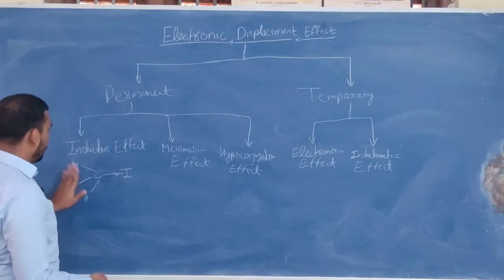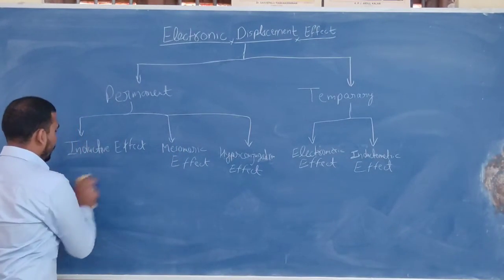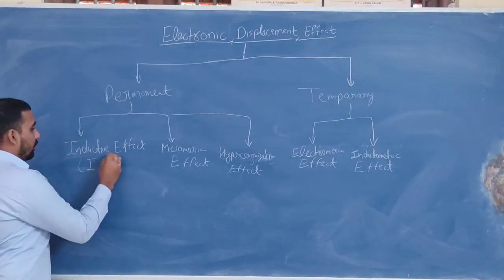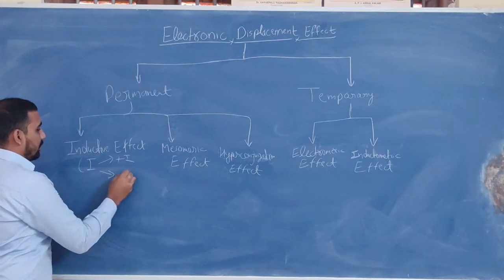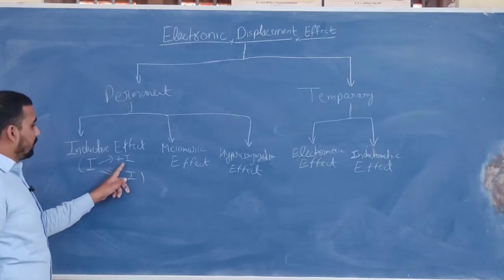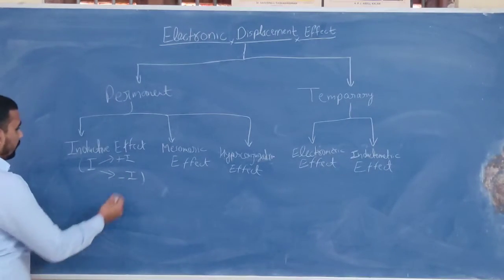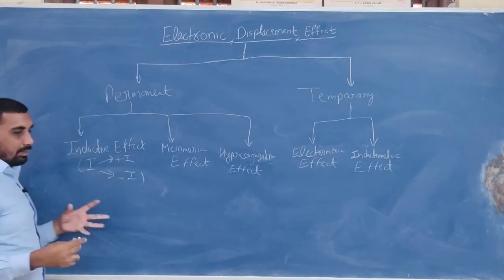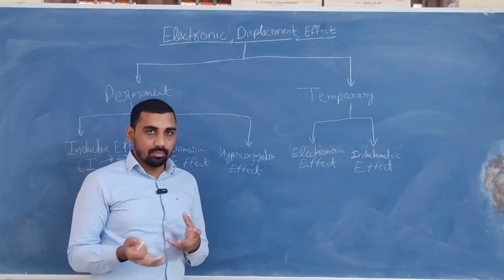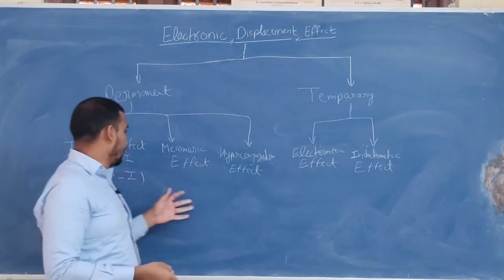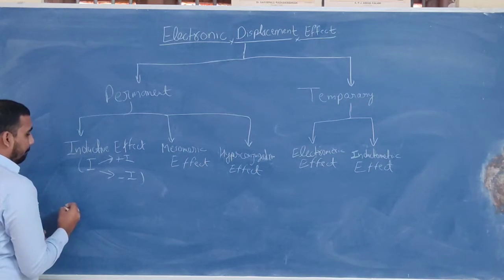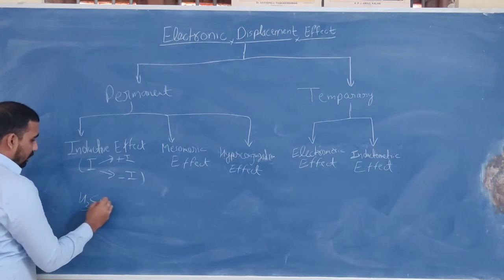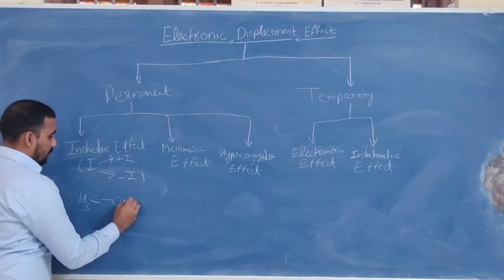Then this inductive effect is represented by the symbol I. This is of two types, plus I and minus I. What is the meaning of plus I and minus I? Plus I means that electrons are pushed from a group. Let's say we have a CH3 group here, CH2 and CH3.